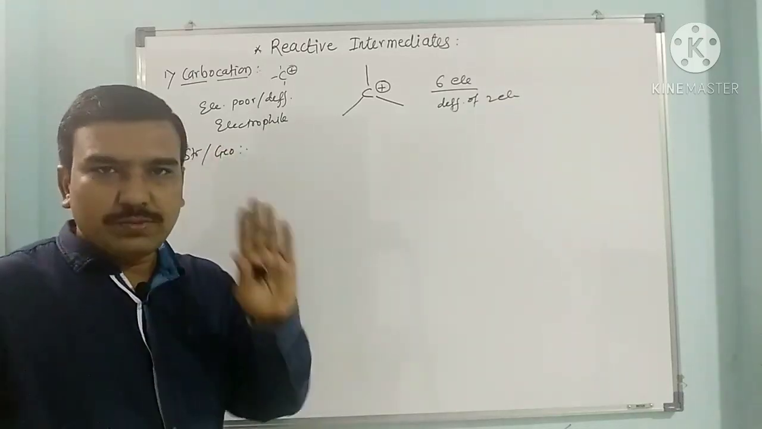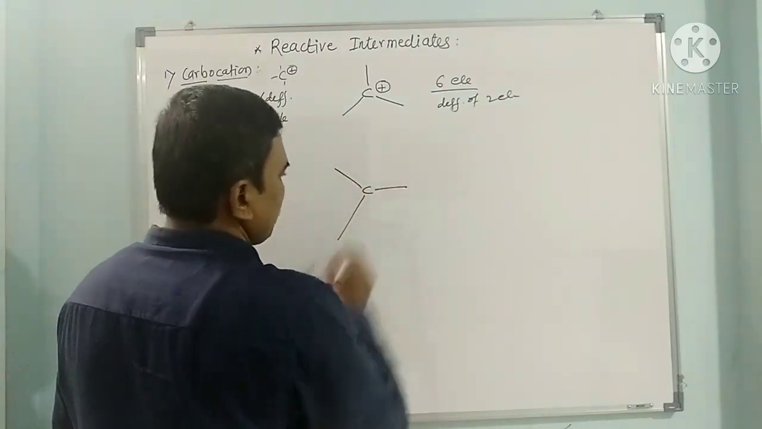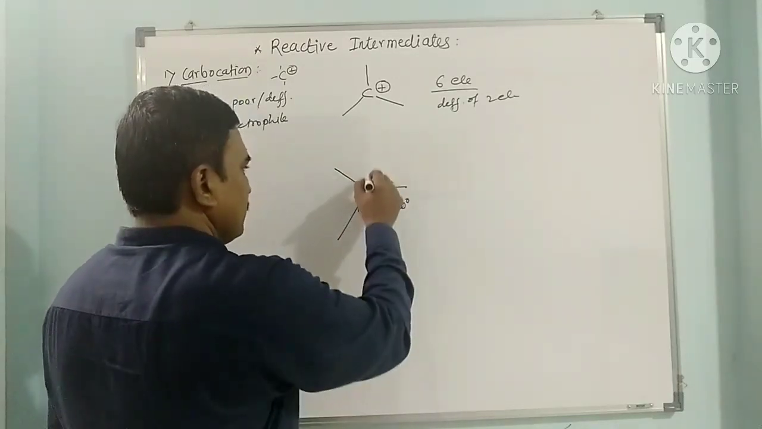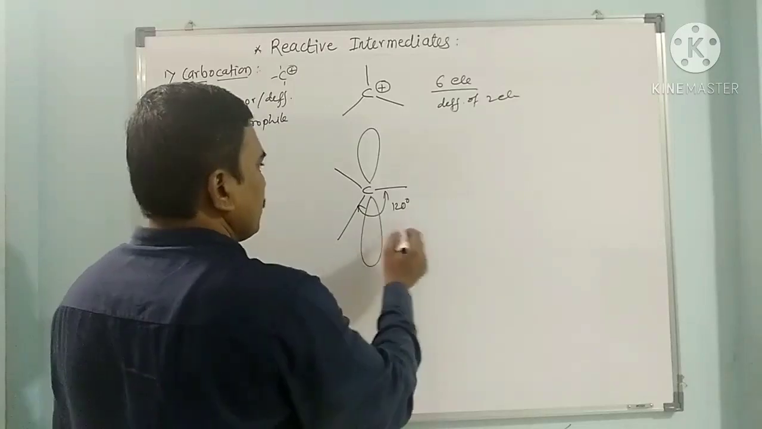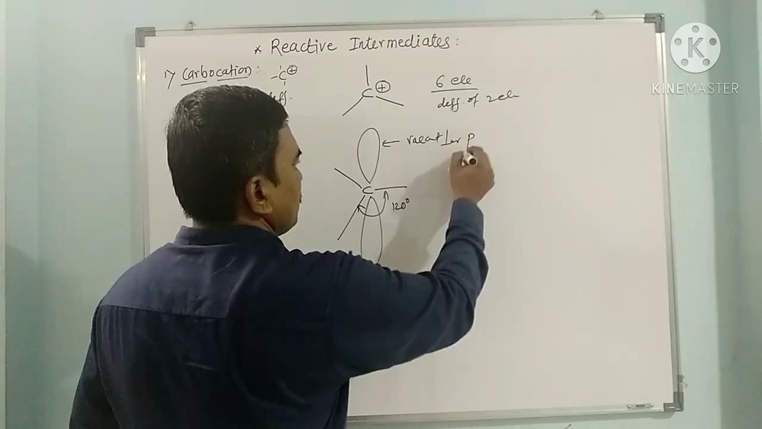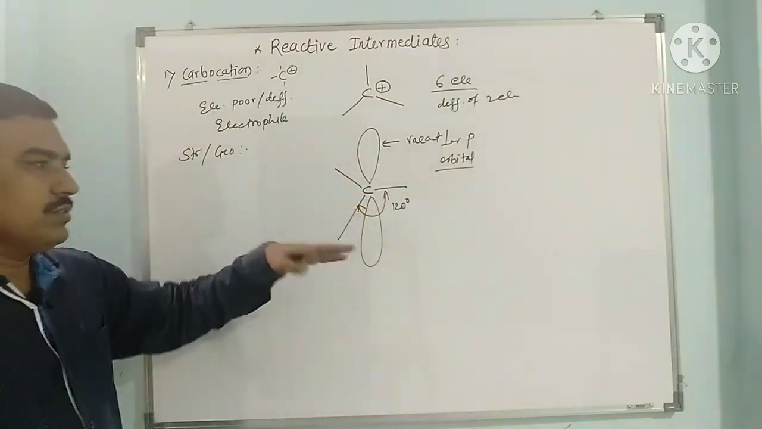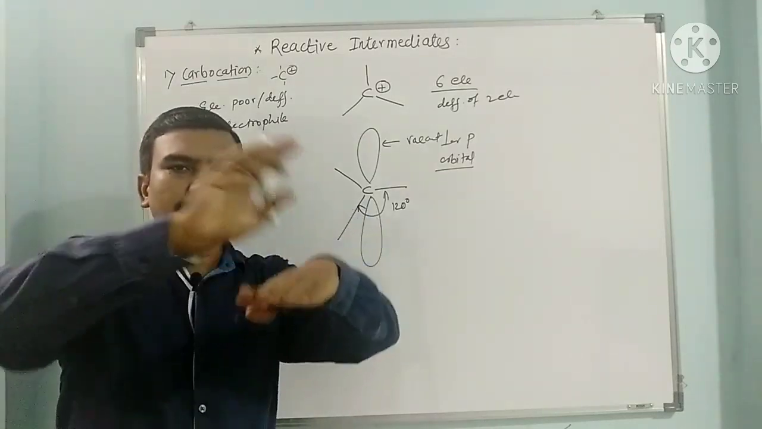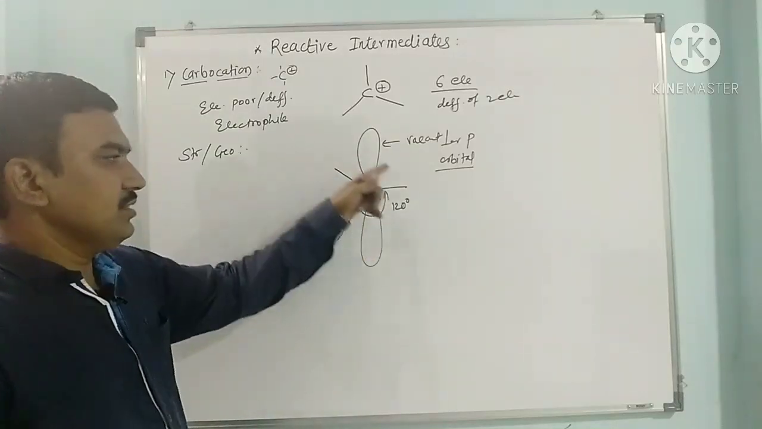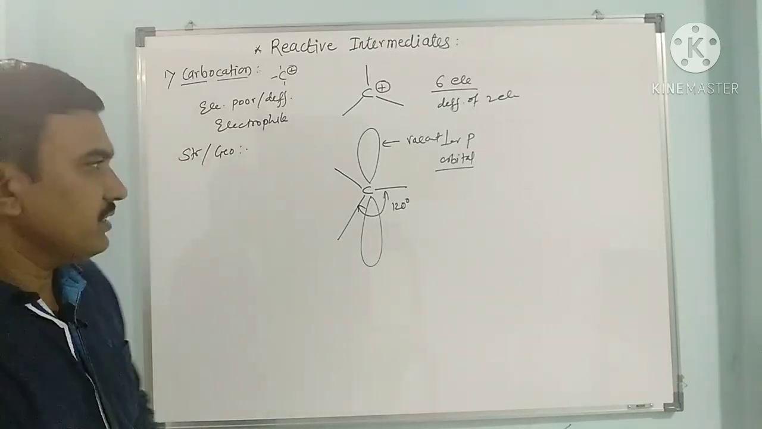Carbocation is trigonal planar. See, this is the carbon having trigonal planar geometry. Bond angle is 120 degrees and here there is a vacant perpendicular p orbital, perpendicular to the 3 bonds. So these 3 bonds lie in a plane while this perpendicular p orbital is there, which is vacant. In this way it has trigonal planar geometry and a bond angle of 120 degrees.